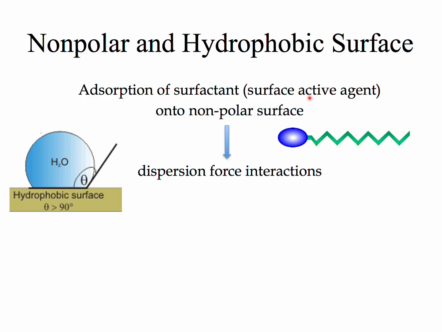Next, let us consider how surfactants adsorb on non-polar surfaces. When a surfactant approaches a non-polar surface, the interaction is mainly due to dispersion force, also known as van der Waals force. These are relatively weak interactions compared to electrostatic forces. Because the surface is non-polar, the hydrophobic tail of the surfactant has a stronger affinity for the surface, as non-polar likes non-polar.